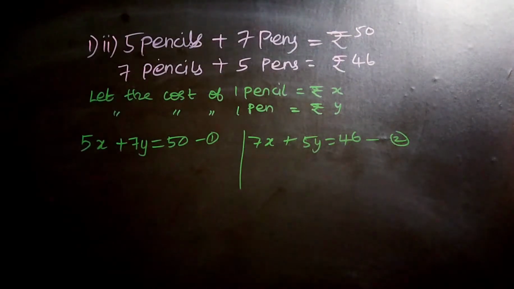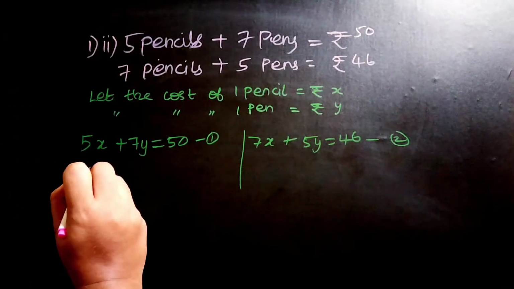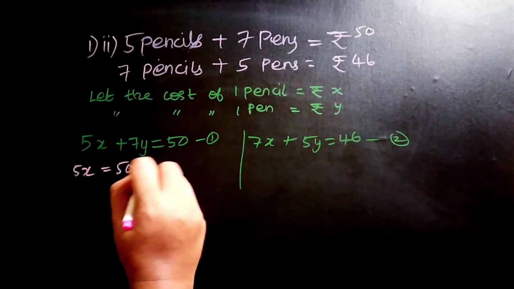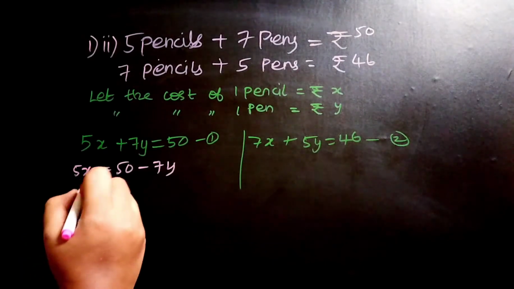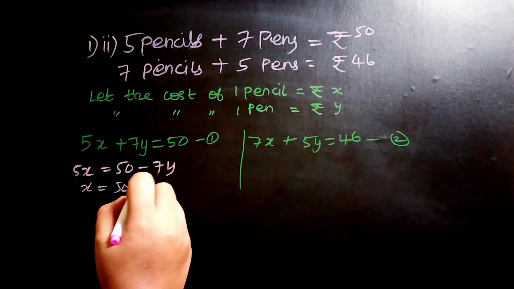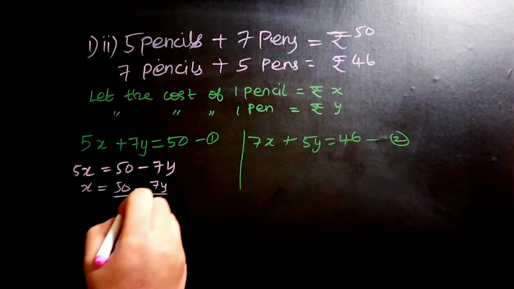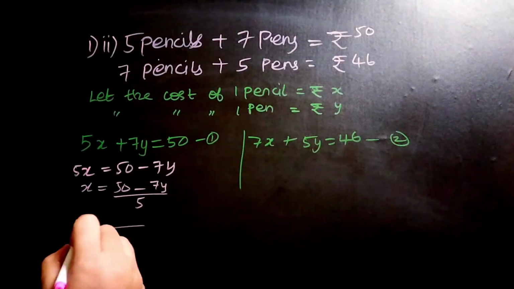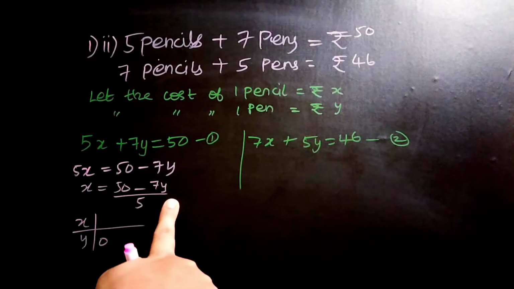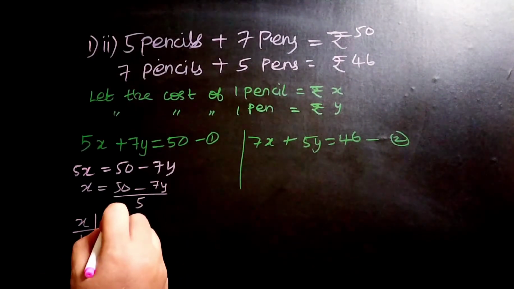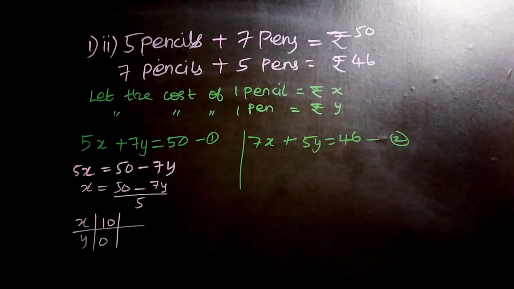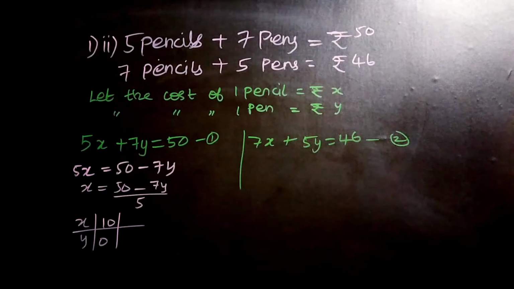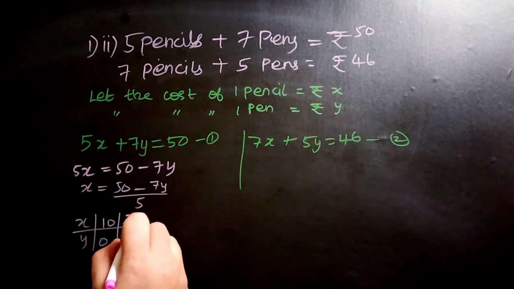Now we'll try to find the points. Either we can have x on one side or y. So we'll have x on one side, take this y to the other side, so that will become minus, and we'll divide by 5, isn't it? x = (50 minus 7y) by 5. So let us substitute y as 0. 7 into 0 is 0, 50 minus 0 is 50, by 5, it is 10. Then we'll substitute y as 5. 7 fives are 35, 50 minus 35 is 15, by 5, it is 3.